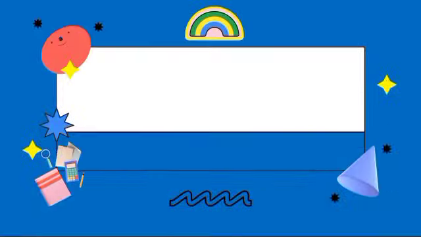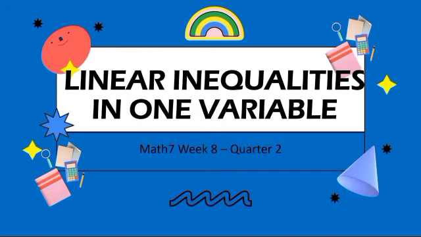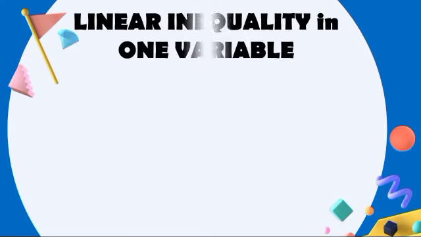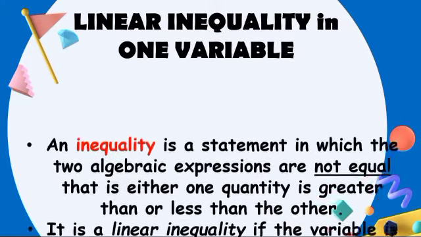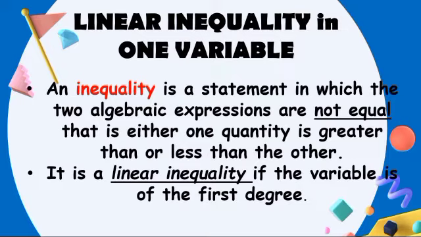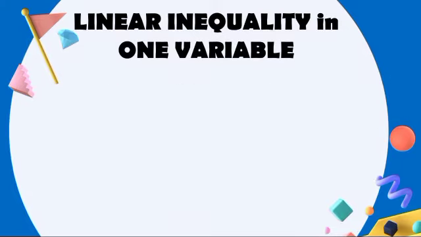Today, we will be discussing linear inequality in one variable. An inequality is a statement in which the two algebraic expressions are not equal. That is, either one quantity is greater than or less than the other. A linear inequality is one where the variable is of the first degree. Here are the different symbols we use for linear inequality in one variable.